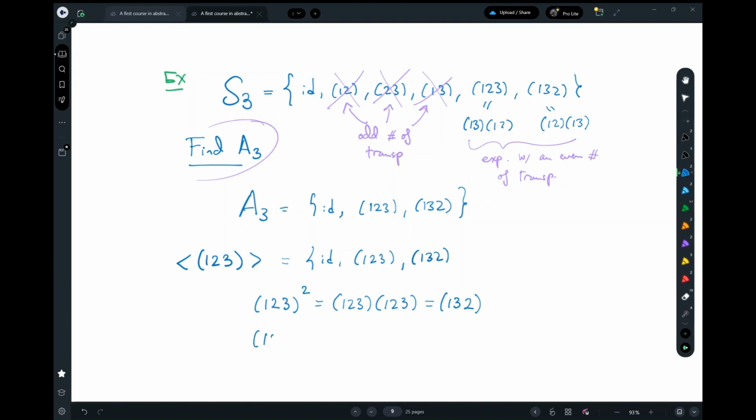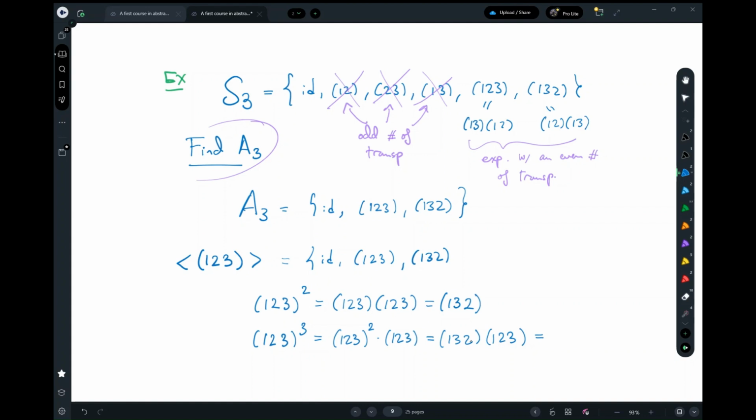And let's see how much is (1 2 3) cubed. That would be (1 2 3) squared times (1 2 3). I know (1 2 3) squared is (1 3 2). So let's see how much is (1 3 2) times (1 2 3).